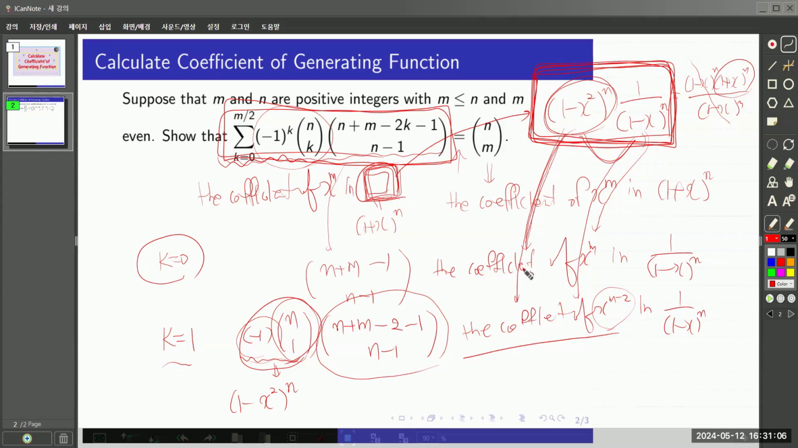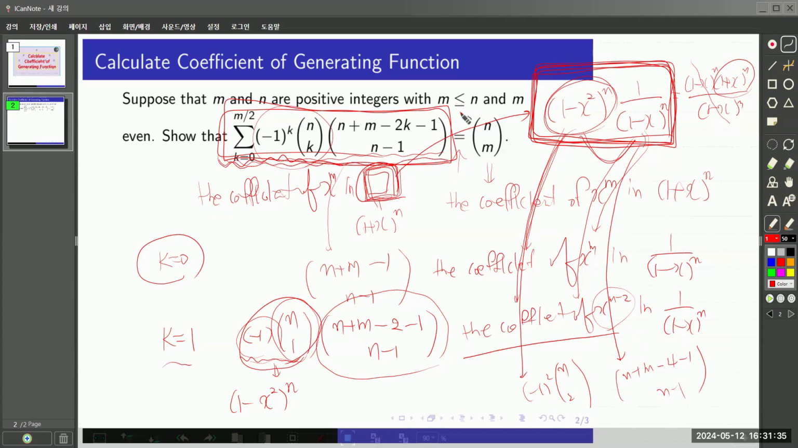And then if you choose x to the fourth here, which means that minus 1 squared and n choose 2, then from here you want to choose x to the m minus 4. That's n plus m minus 4 minus 1, n minus 1. So you can keep going until k is equal to m over 2.